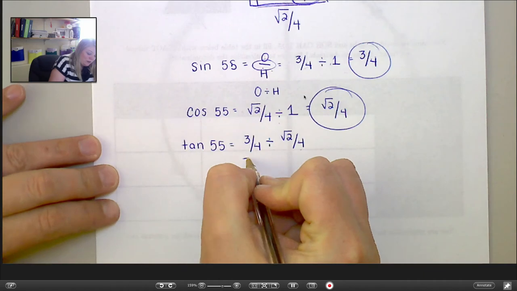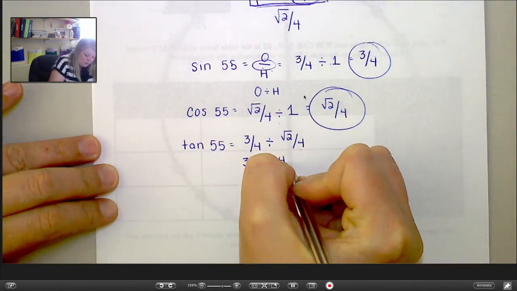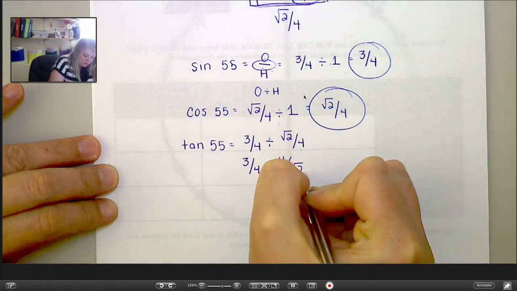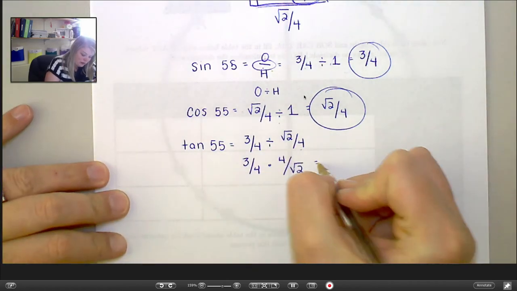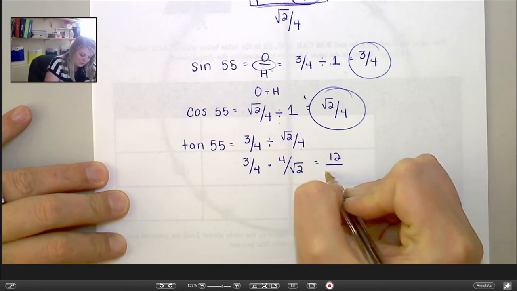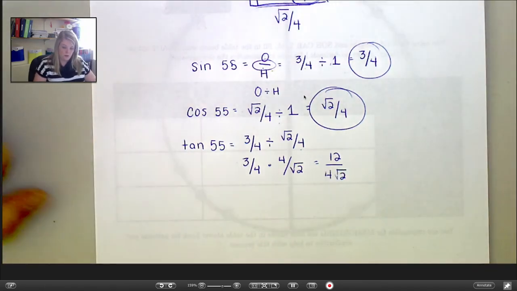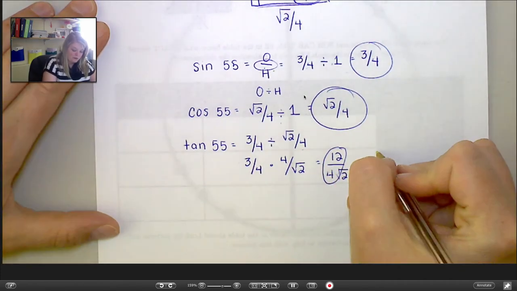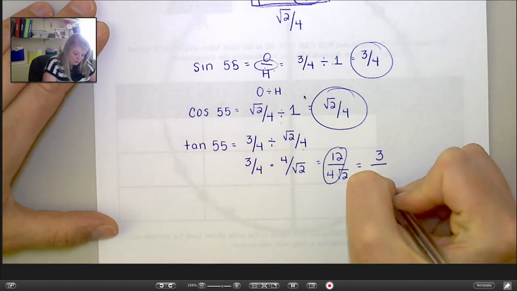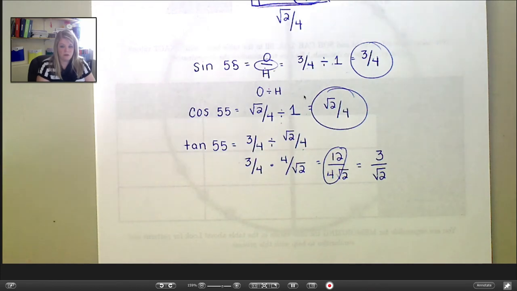So I'm really going to turn this into 3/4 times 4 over the square root of 2. Okay? And now I'm just going to multiply straight across. So 3 times 4 is 12. And then on the bottom, I would just write this as 4 times the square root of 2. Okay, I can go ahead and simplify 12 over 4. That makes 3, and I still have a square root of 2 on the bottom here. Okay, so now I have 3 over the square root of 2.